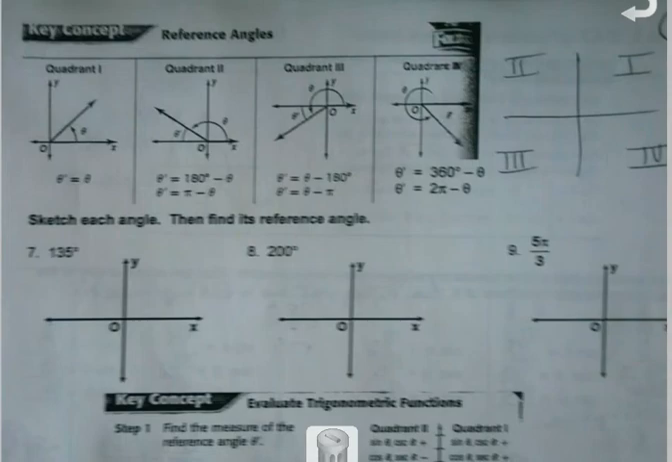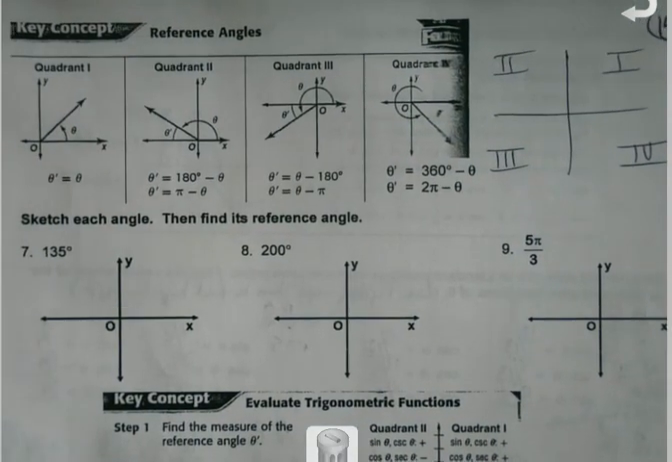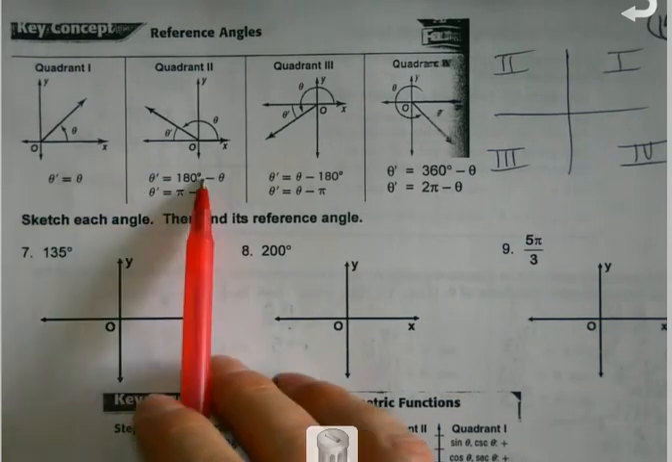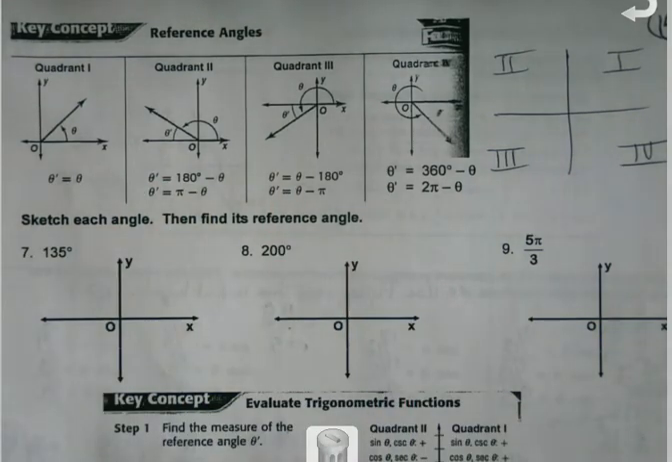And depending on the quadrant that we end up in, that would make a difference on how we're going to find our reference angle. And I can do it algebraically with the formulas that are up here, or I can do it visually on a graph. So, if we look at it visually, like we're going to here at the start down below, it says sketch each angle, then find the reference angle.